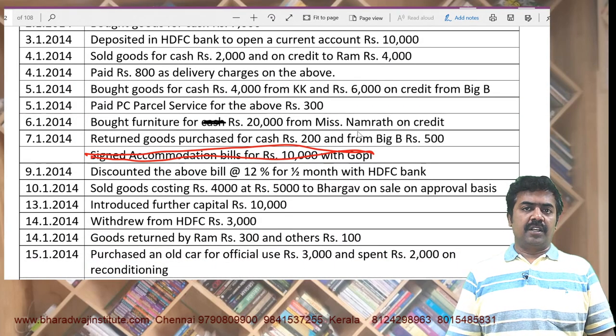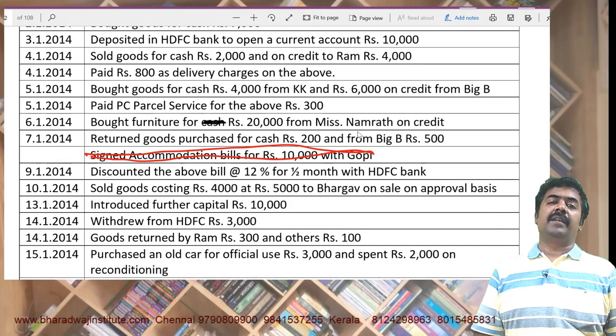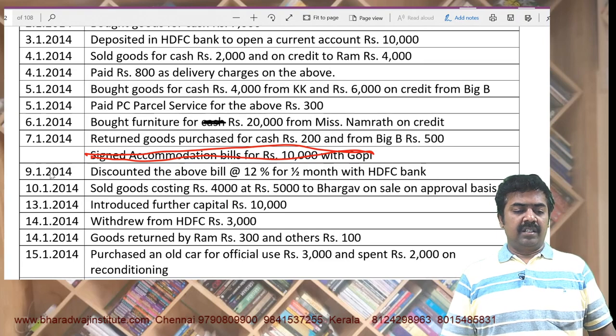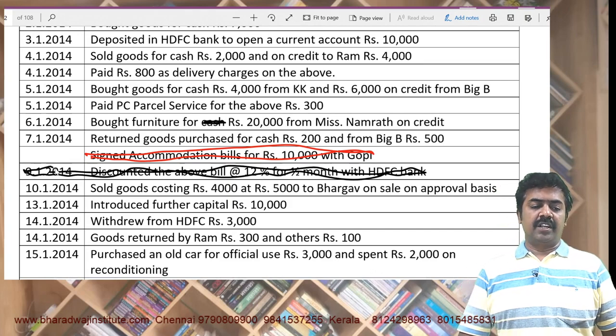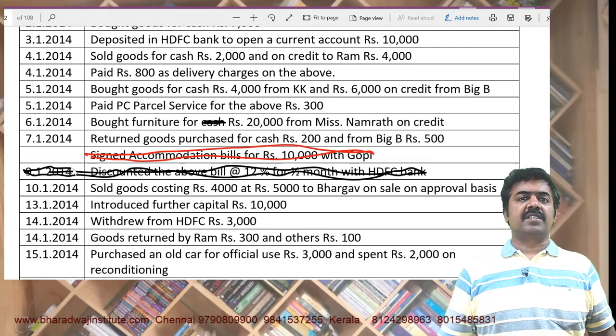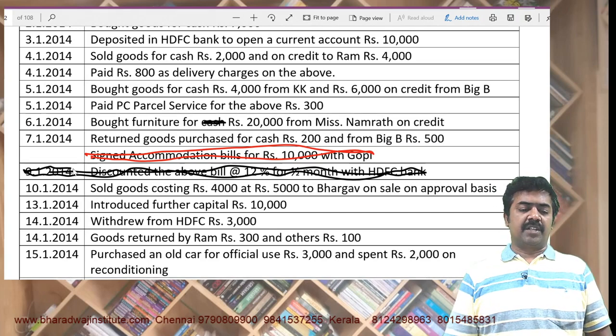Accommodation bill, I asked you to eliminate because it's a lengthy chapter which we'll be learning in the bills of exchange chapter separately. Okay? Even discounting the bill and all, please eliminate. Nothing is required, because discounting a bill and endorsement of a bill will have a separate concept. First, you should understand what is bills of exchange. So we'll deal with it in a separate chapter.